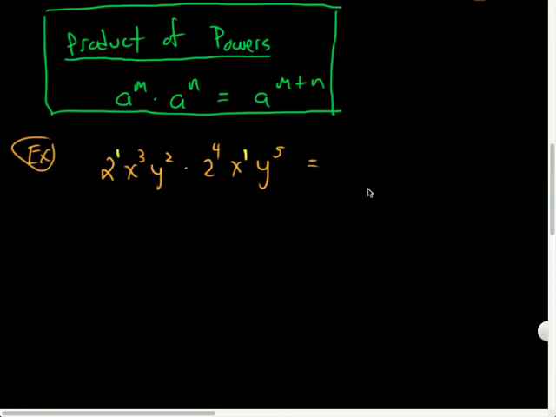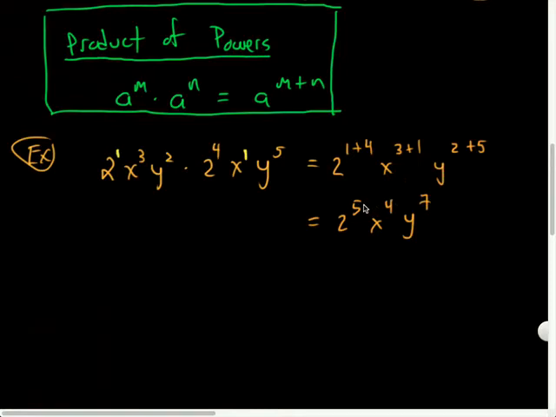So what I can do here is 2 to the 1st times 2 to the 4th, that's 2 to the 1st plus 4. Normally, we won't have to write out this step. I believe you can do the addition in your head. X to the 3rd times x to the 1st is x to the 3 plus 1. And y to the 2nd times y to the 5th is y to the 2 plus 5. So this simplifies to 2 to the 5th, x to the 4th, y to the 7th.